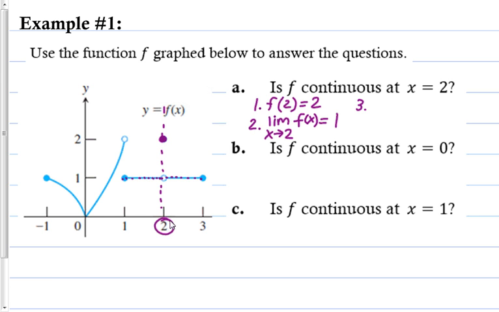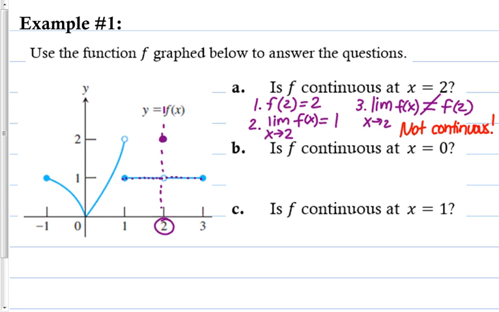So if I look, my limit as x approaches 2 of f of x, does it equal my f of 2? And no. The limit is 1, but when I plug in 2, I get 2. They're not equal. So is it continuous? Nope, not continuous. So you would just write not continuous. Right, next.